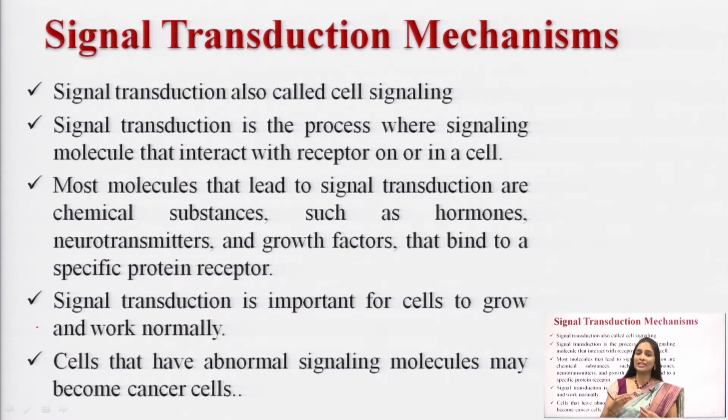Chemical substances like neurotransmitters, hormones, and growth factors bind to their receptors to produce signal transduction. Signal transduction is very important for the growth of a cell and for the cell to work normally. If there is any abnormality in this cell signaling, it can sometimes cause cell death, or the cell can become a cancer cell.